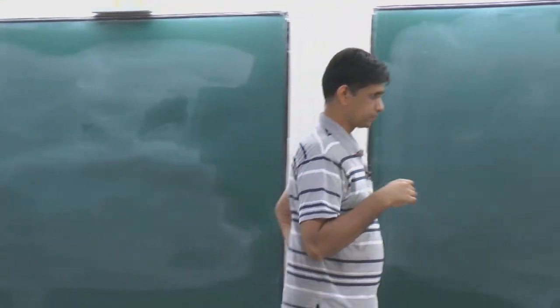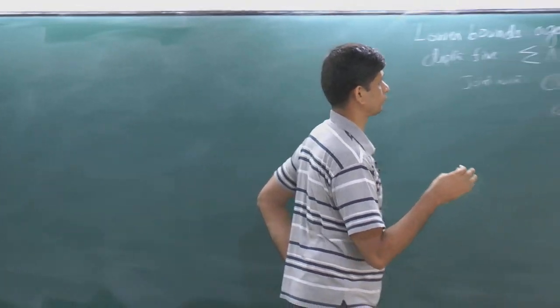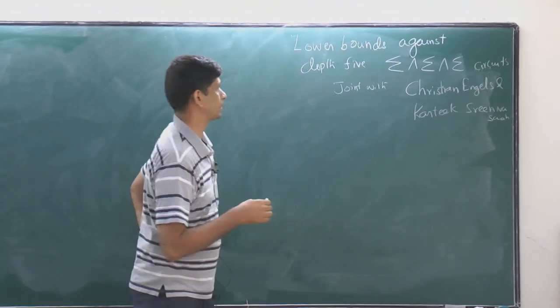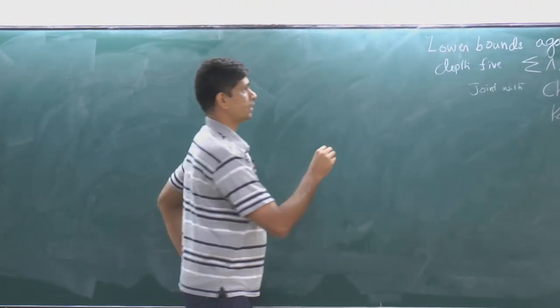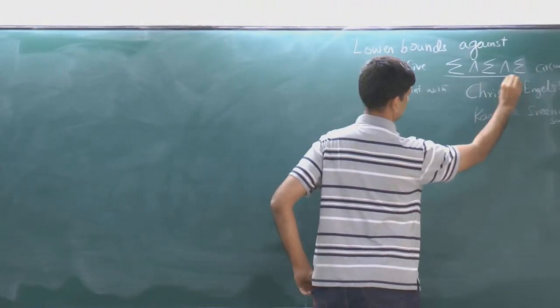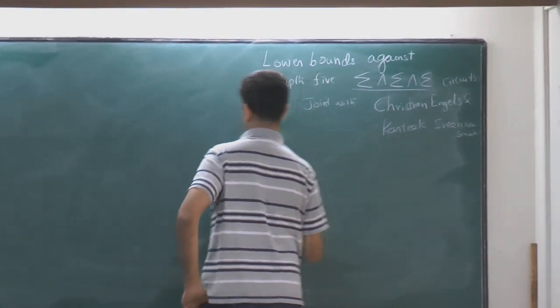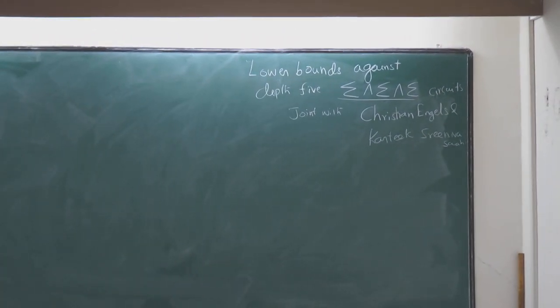Yeah, after two talks on non-commutative polynomials, we'll be back to the commutative world. So I'll be talking about depth 5 circuits. This is joint work with Christian Engels and Karthik Srinivasan.